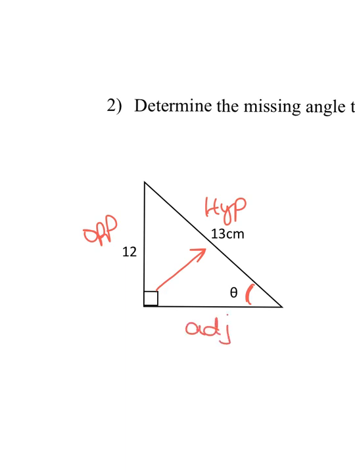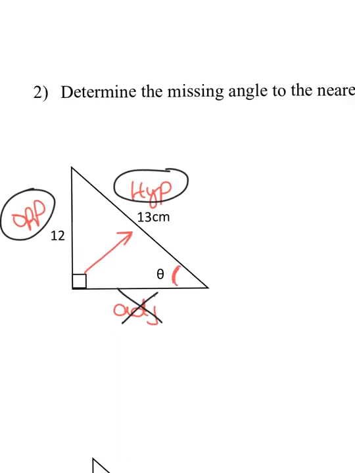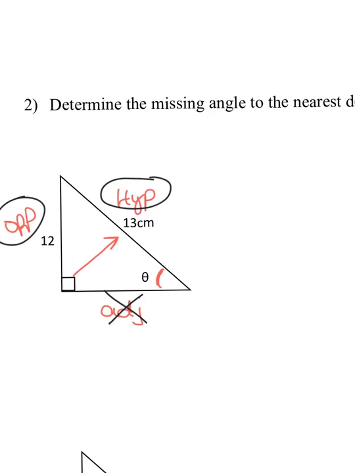So I look at what do I have here? What two numbers do we have? We have the opposite and we have the hypotenuse. We don't have adjacent, so I don't want a trig ratio that deals with adjacent. So opposite over hypotenuse is going to be our sine ratio. So sine theta equals opposite over hypotenuse, and then from here we're just filling in what we know.